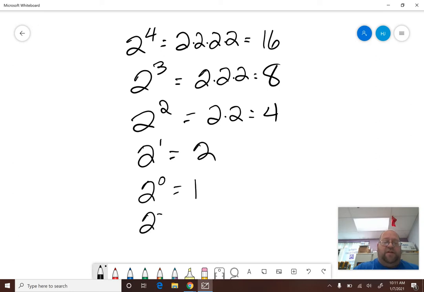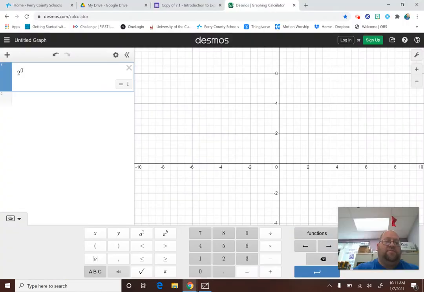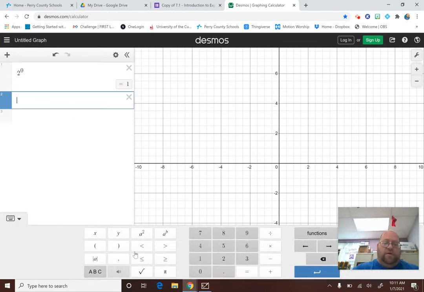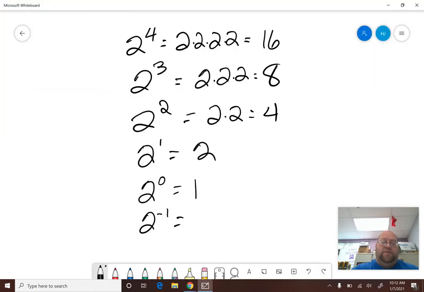Let's say 2 to the negative 1. See, we started at 4 and we're kind of moving the other direction. So let's say 2 to the negative 1. What's going to happen there? Well, let's go back to Desmos again. And let's say 2 raised to the negative 1 power. And notice what it gives me for an answer right here. It gives me 0.5, which is the equivalent of 1/2, right? So it's the same thing as 1/2.